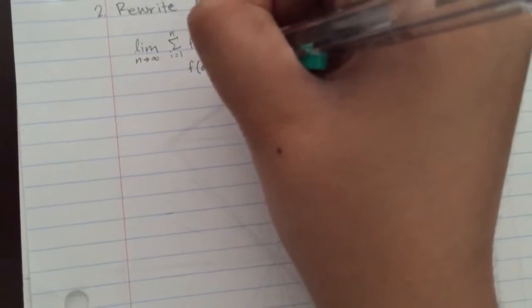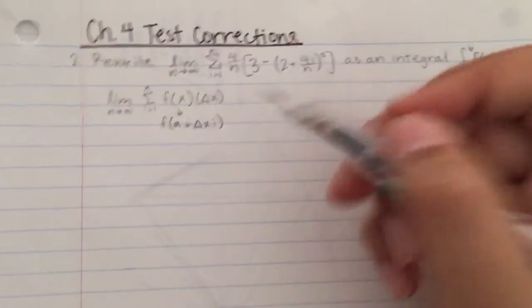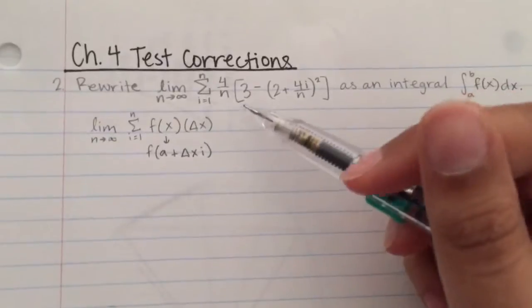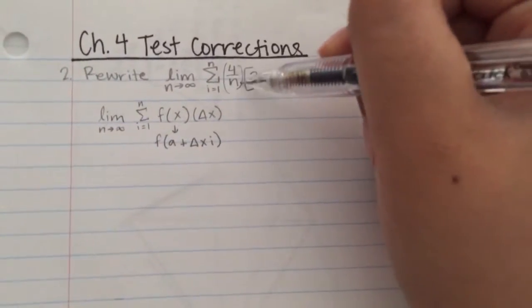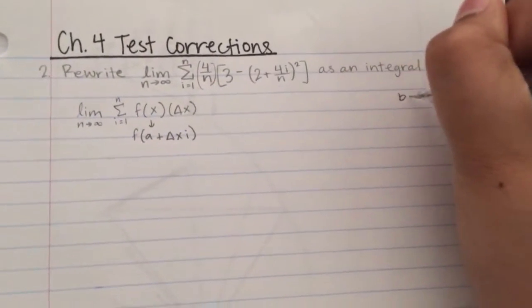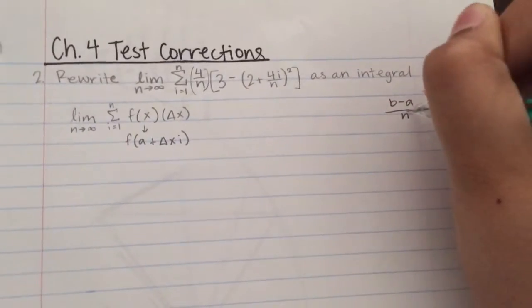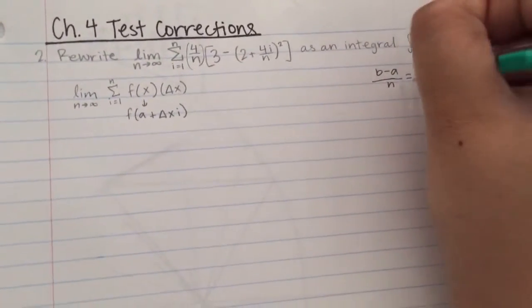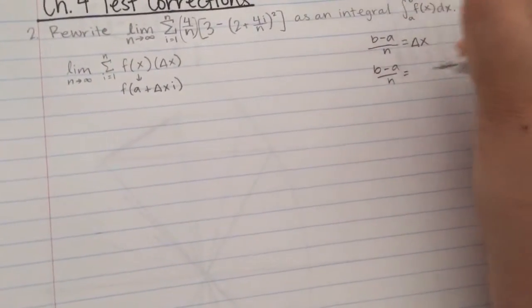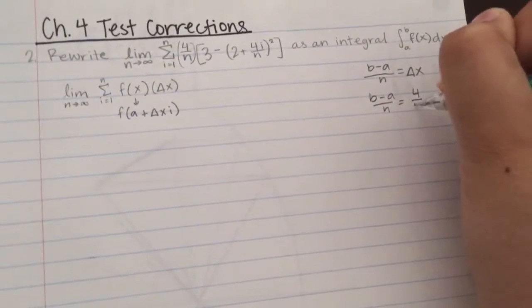And from this f of x, we expand it where it's f of a plus change of x times i. So using this equation, we look back to our original, and the parts that connect are this 4 over n, which is the same as this change of x, which goes with our other equation that we're going to use, which is b minus a over n equals change of x. So from here we have b minus a over n, and then we can plug in that this is 4 over n.